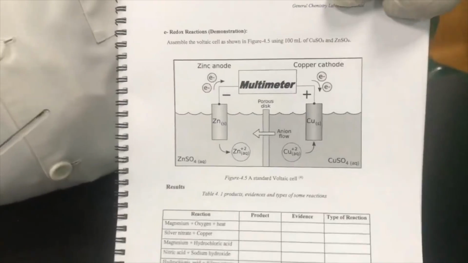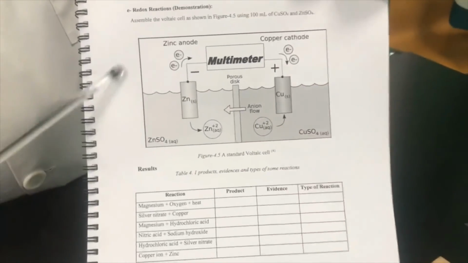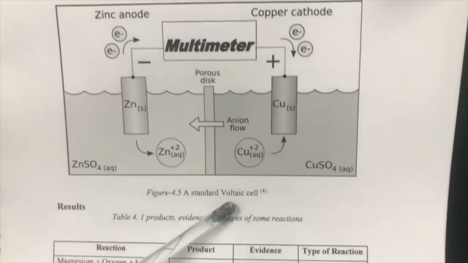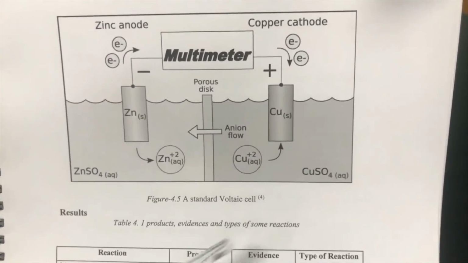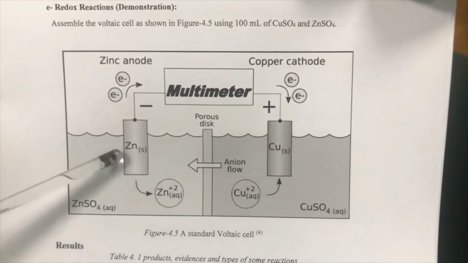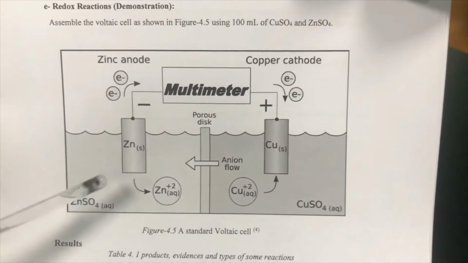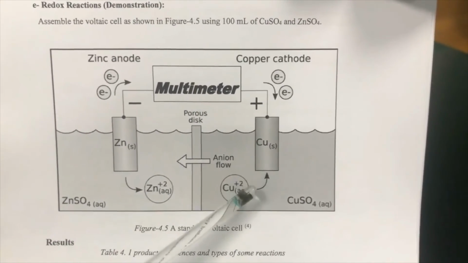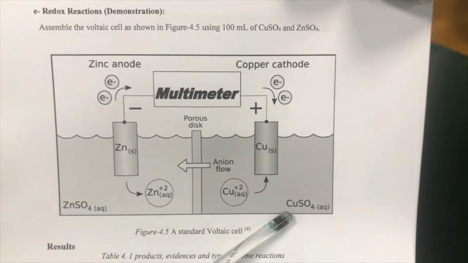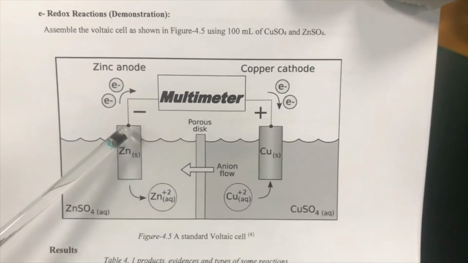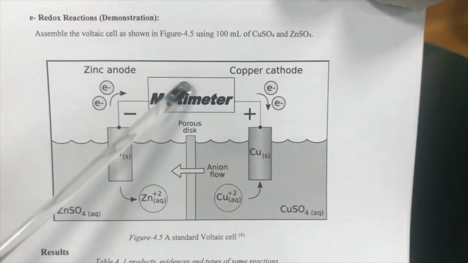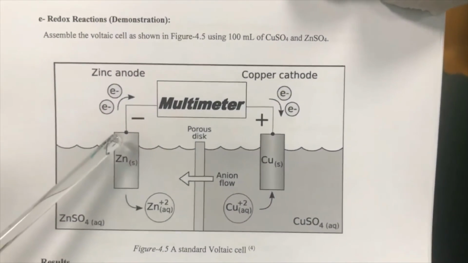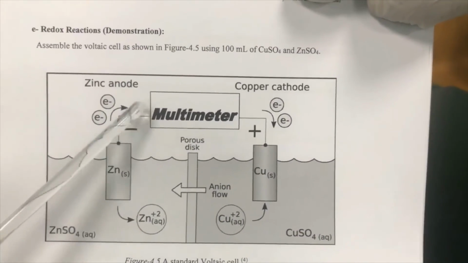In order to demonstrate this experiment, we have a setup like this, which we normally call a Voltaic cell. In it we have a zinc electrode immersed in zinc sulfate solution, and a copper electrode immersed in copper sulfate solution. When we connect them through an external wire, you will see the flow of electrons going from zinc to the copper.